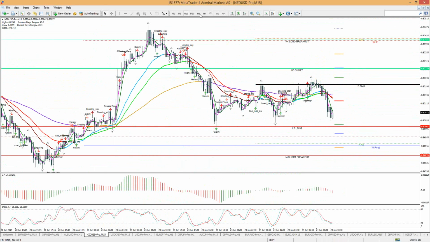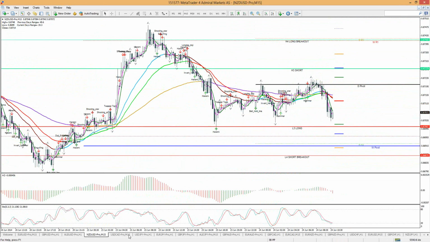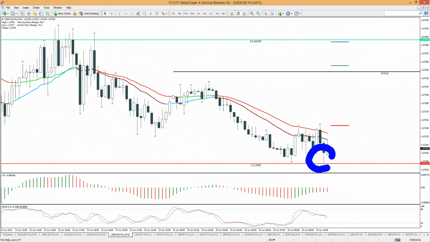The Kiwi didn't show any particular candlestick pattern on the 15, so still waiting. Dollar CAD didn't have a close near the low. Do you see that? So I'm still waiting. That's a wick. That doesn't show a thorough breakout, at least a breakout that I'm looking for.